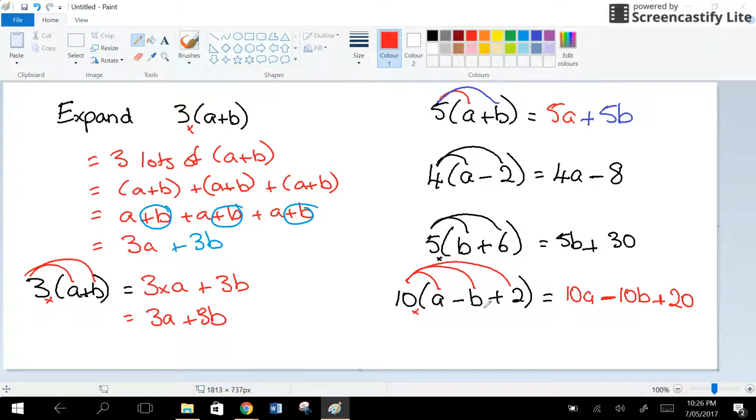Notice here there's 1, 2, 3 terms. 1, 2, 3 terms in here. So 10A, 10B, and actually 10 times 2 is 20.